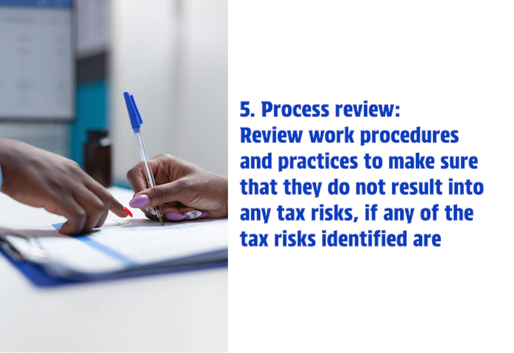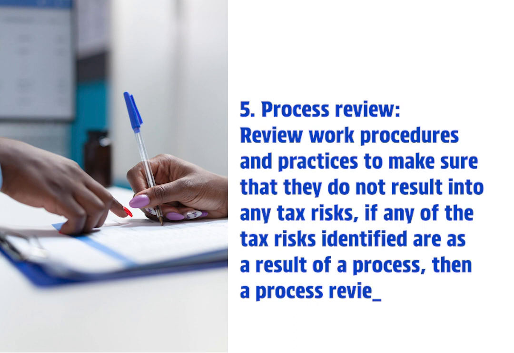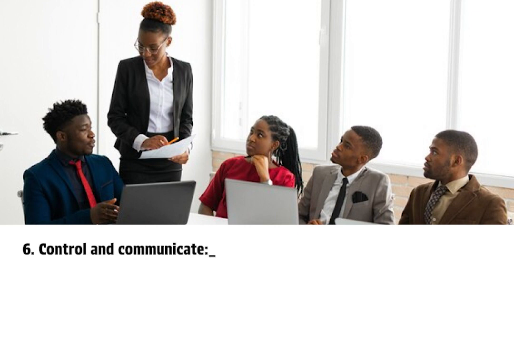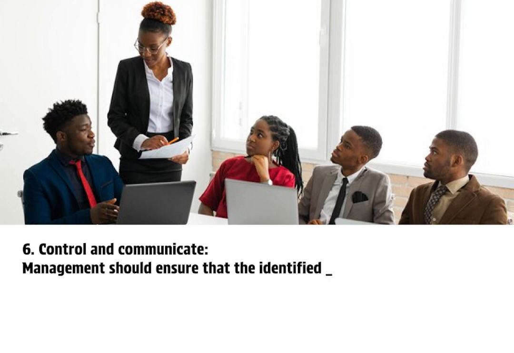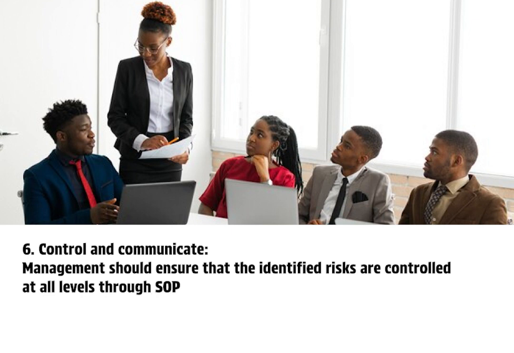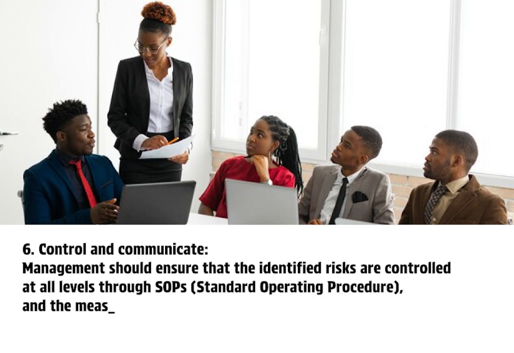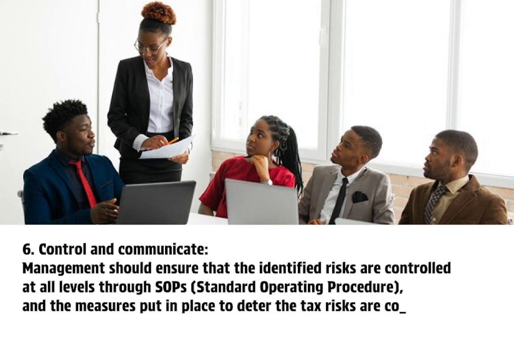If any of the tax risks identified are as a result of the process, then a process review needs to be initiated. Number 6. Control and communicate. Management should ensure that the identified risks are controlled at all levels through SOPs, standard operating procedure, and the measures put in place to deter the tax risks are communicated across the whole organization.